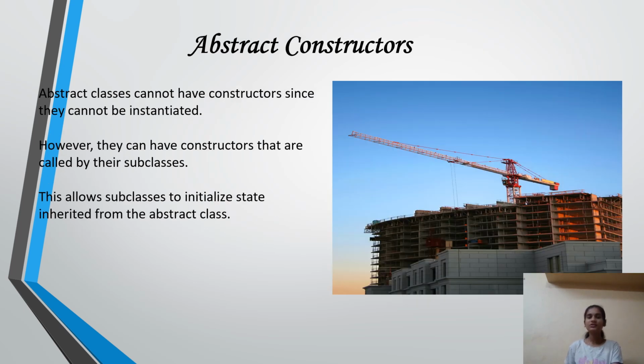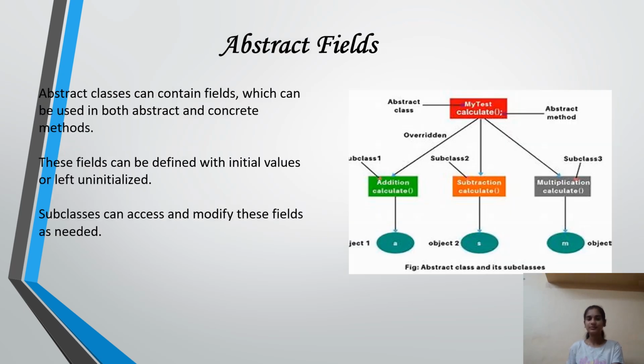Abstract constructor. Abstract classes cannot be instantiated, but they can have constructors that are called by their subclasses. This allows the subclasses to initialize state inherited from the abstract class.